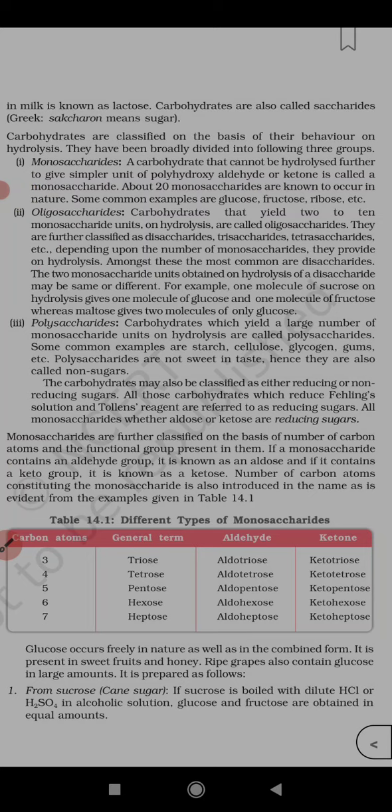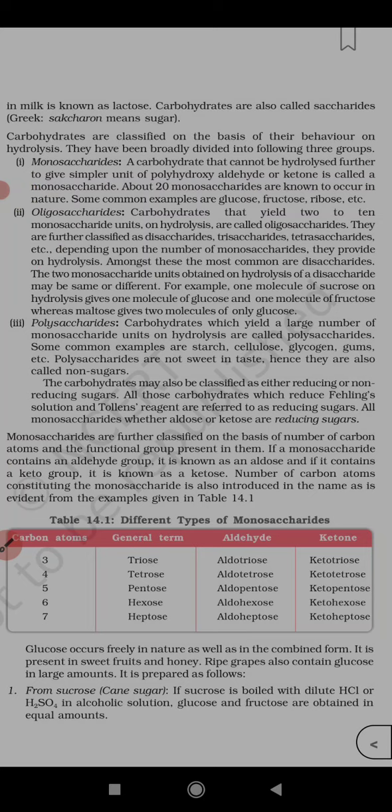So aldehydes are oxidized to the corresponding carboxylate anion, and the reaction occurs in alkaline medium. So you have to take the aldehyde and freshly prepared ammoniacal silver nitrate solution, that is Tollens' reagent.